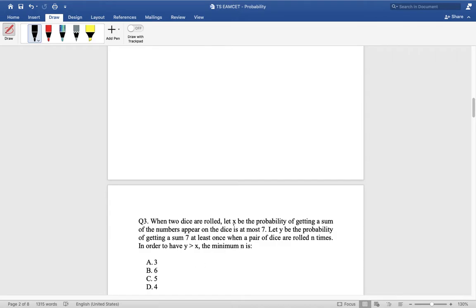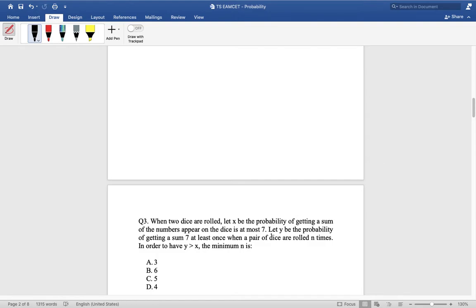When two dice are rolled, let x be the probability of getting a sum of the numbers appearing on the dice that is at most 7. At most 7 means the sum can be up to 7, but it cannot be 8. So you will have to consider all the probabilities up to 7. But when two dice are rolled, the minimum that can appear is 1 on both faces. So the minimum is 2 and the maximum for x is 7. So I will have to compute the probability that the sum appearing is at most 7, then it will be 2, 3, 4, 5, 6 or 7.